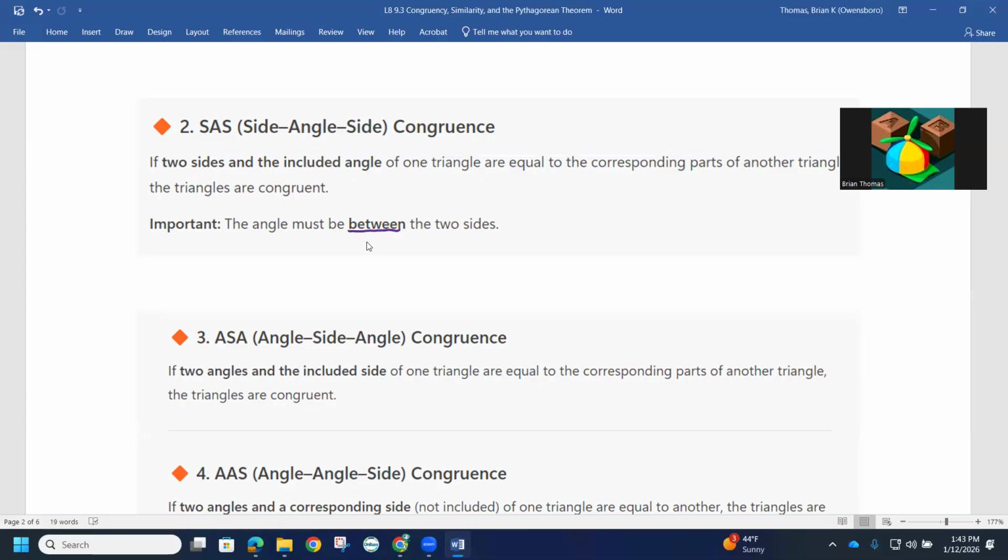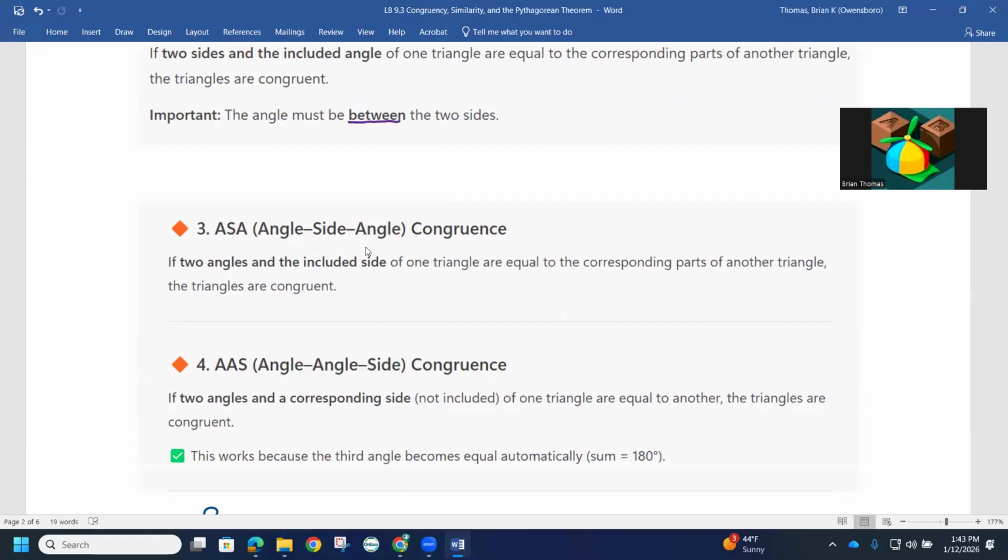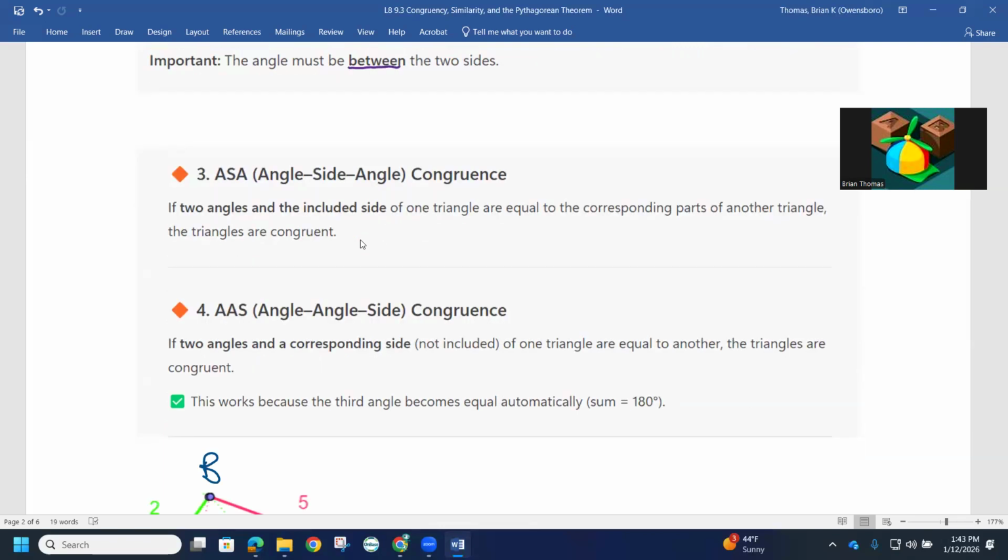There's also the angle side angle theorem. If two corresponding angles are congruent and the included side is congruent or equal, then the two triangles themselves are equal. So we have this ASA theorem, if you will.